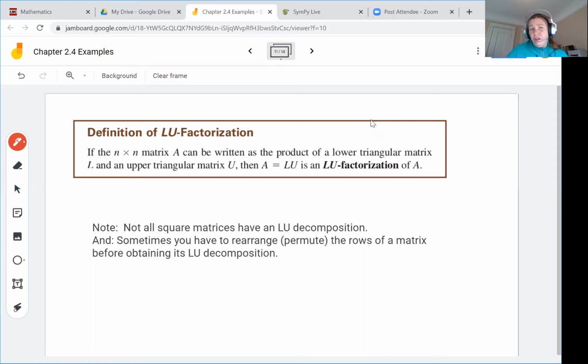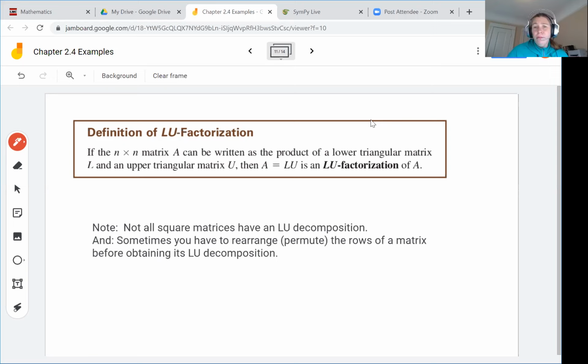So here's our definition of what we call the LU factorization, or sometimes the LU decomposition. If the n by n matrix A can be written as a product of lower triangular matrix L and upper triangular matrix U, then A equals LU is known as the LU factorization of A.